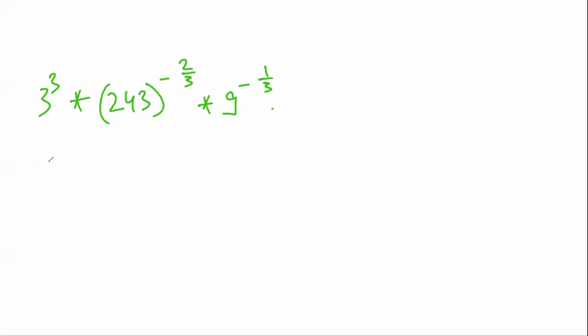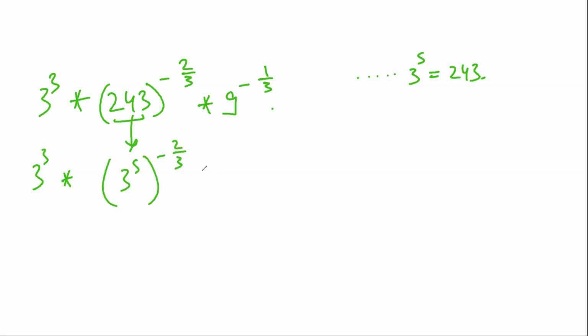So this is 3 cube. 243 I can write as 3, 9, 27, 81, 243. So 243 I can write as 3 raised to power 5, and outside I have minus 2 by 3. Multiplied by 9, I can write as 3 square, and outside I have minus 1 by 3. I hope this is clear.